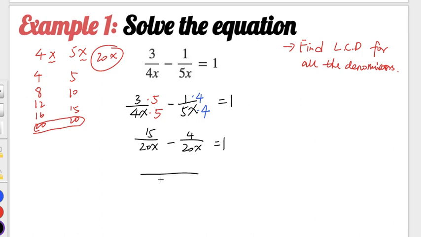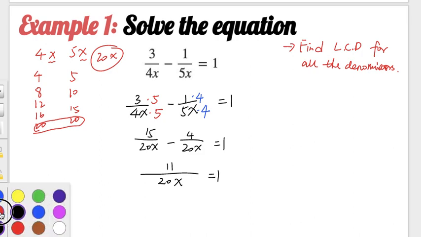Since I have the same denominator, I can combine them together. 15 minus 4, which is 11, equals 1. Remember, we do not like fractions. For this step, you have multiple ways to do that. If you want to change 1 as 1 over 1 to do the cross multiplication, go for it. If you just want to switch 20x with 1 position, go for it.